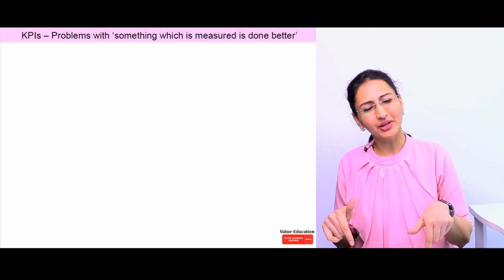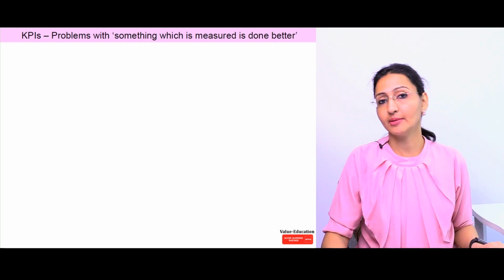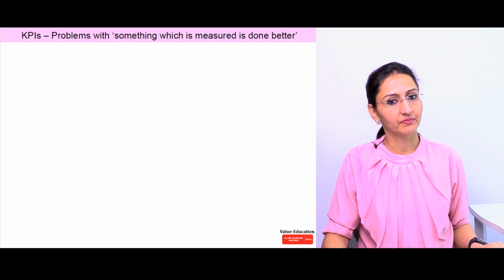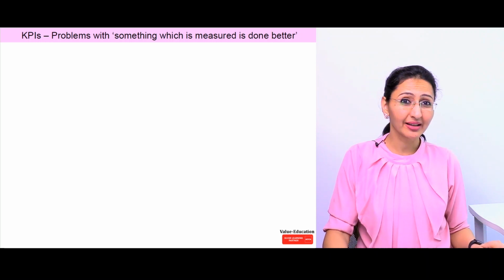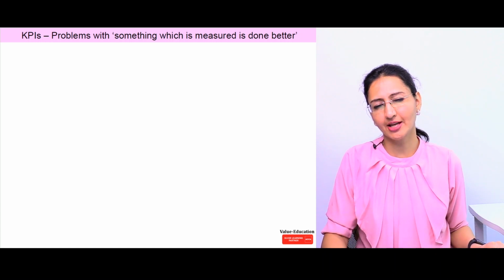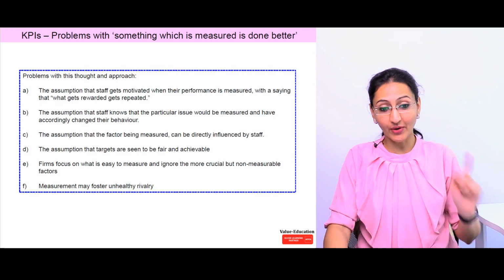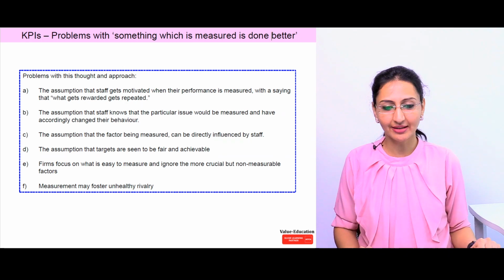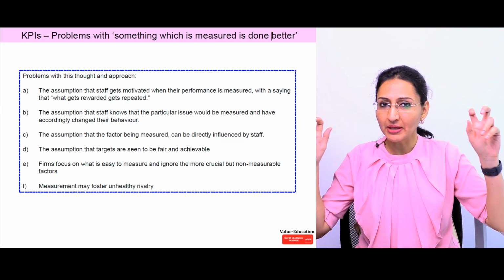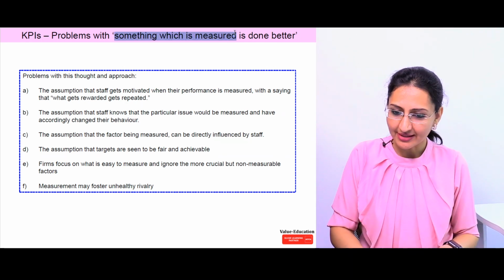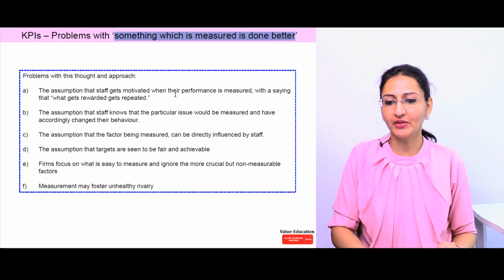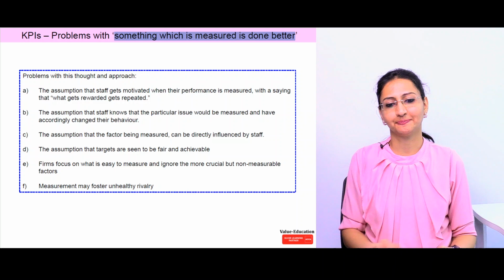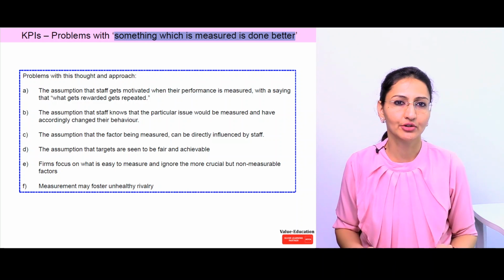Is there any problem related with this? Yes, there are some problems related to this statement. Everything which is measured is done better. Really? No. Some problems do exist. Now, what are these problems? Number one, the people who pass this statement have an assumption that people are motivated when their performance is measured. Is that true?